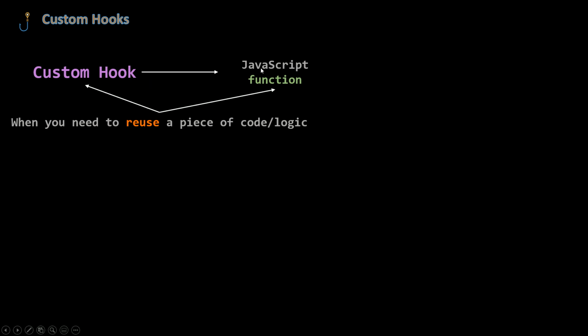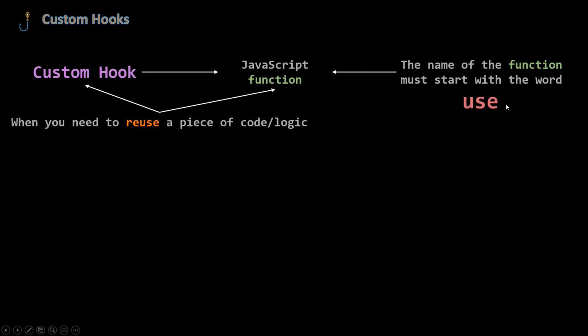What changes between a JavaScript function and a custom hook is just the name of the function. The name of the function must start with the word use. So whenever someone is reading our code, when they see that the function starts with use, they know for sure that's a hook, and the rules of hooks apply to that function. If you need to read about the rules of hooks, you can go to the React documentation.